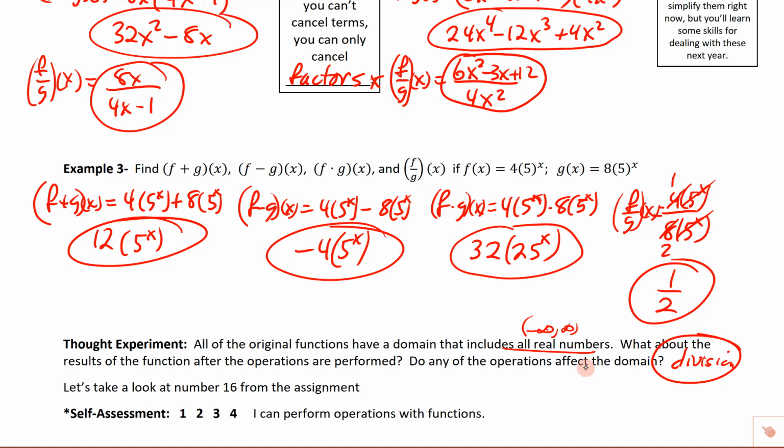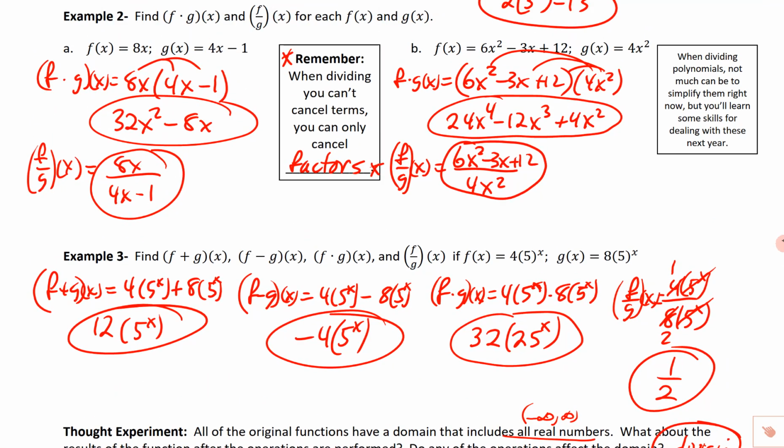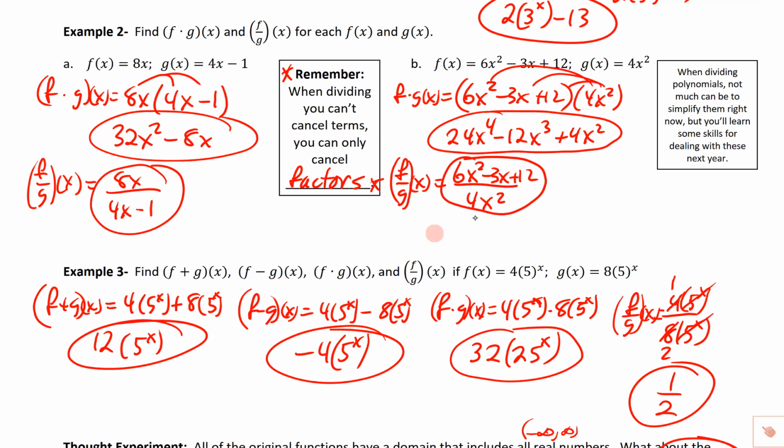You don't have to find the domain or state the domain for any of these. But when we've got a division problem, we want to make sure that the denominator can't be 0. So I'm going to slide up to example number 2, and let's take a look at these two division problems right here. On this one, we would not want that denominator to be 0.